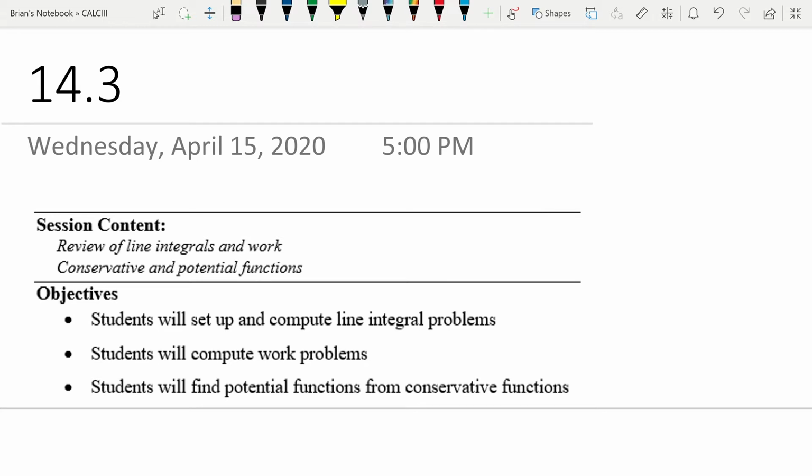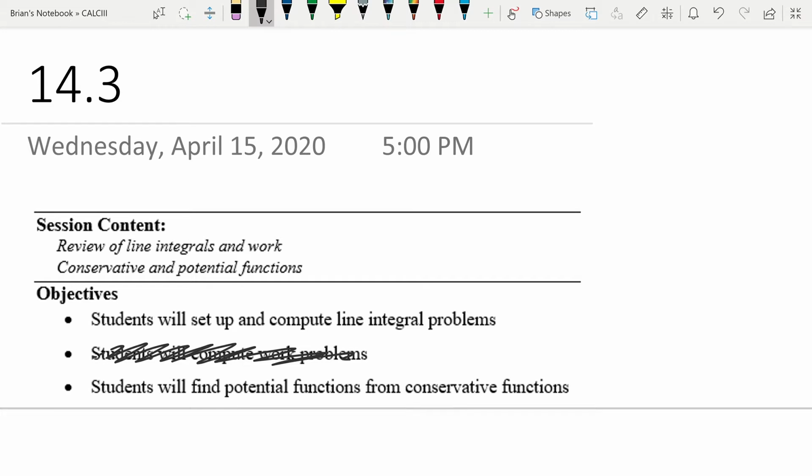Okay, there we go. So I've got some line integral problems. I actually lied. I don't have any work problems for today. I got too caught up in the line integral problems, so no work problems. But we got computing. Oh, hey, Catherine.